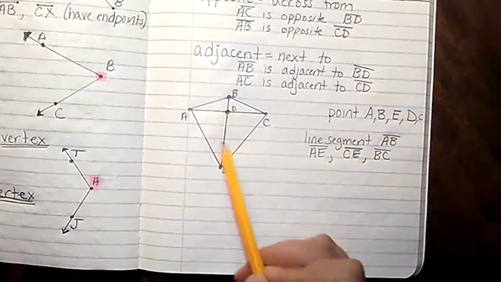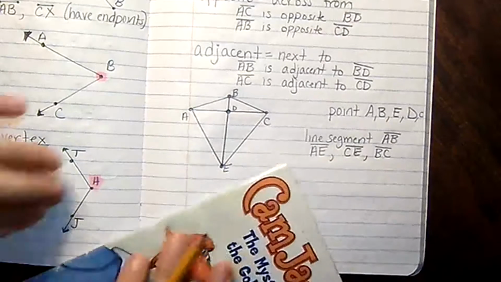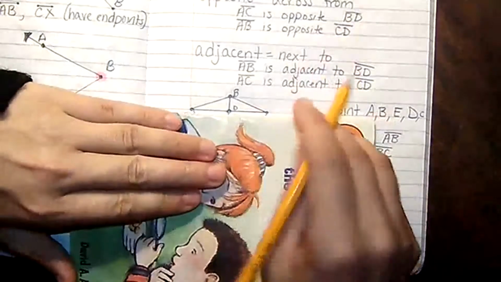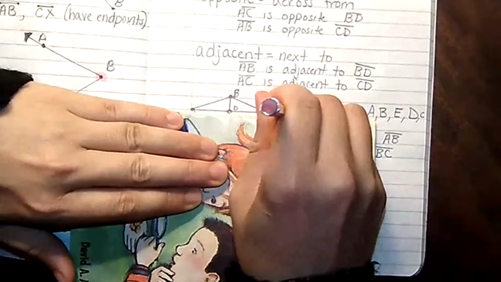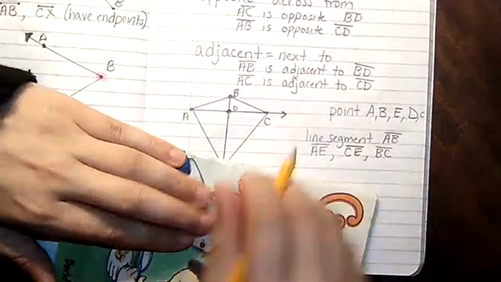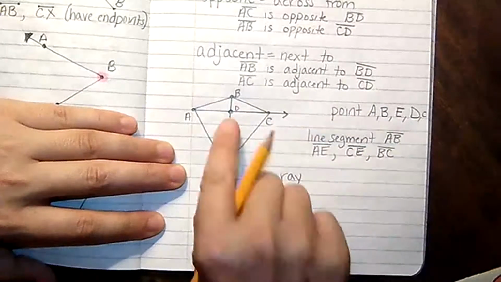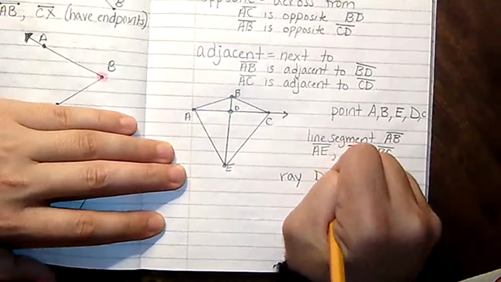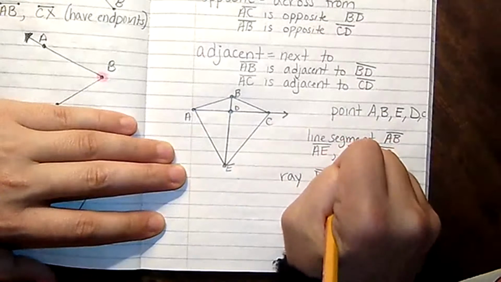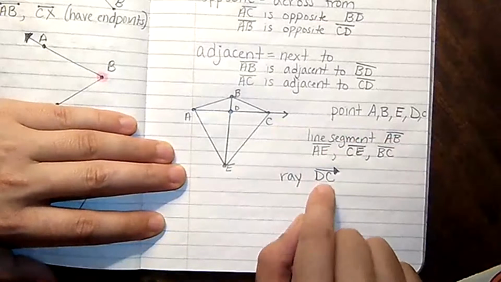Now, who thinks they could change one of these into a ray? There's something we would have to do to make it a ray. What would I have to do? Great idea. I'm going to extend this line segment so it comes outside of my shape, and I have to add an arrow on the end. Now I have an example of a ray. This is ray DC. And the arrow has to go closer to the letter that's closer to the arrow. So it has to be DC.